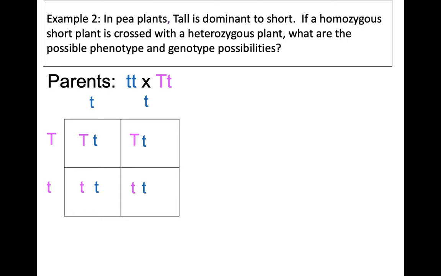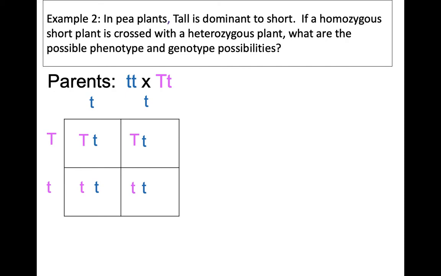So I'm just going to look at my Punnett square and talk about what I see right now. I notice this is a heterozygous genotype, because they have big T, little t. And these are both homozygous recessive genotypes. Because tall is dominant to short, this genotype would give a tall plant, this genotype would also give a tall plant, and these two genotypes would give a short plant in the offspring.